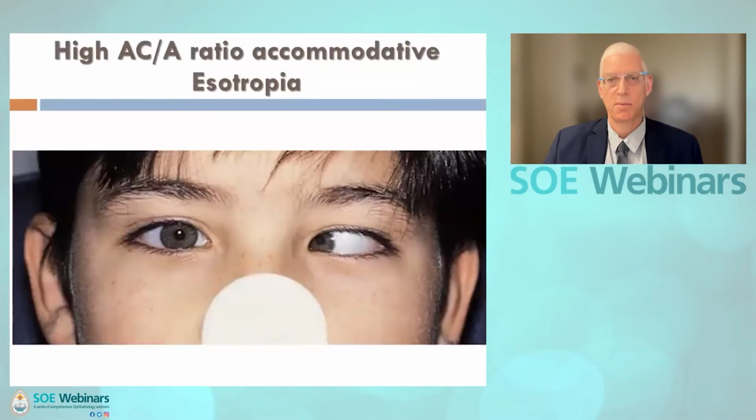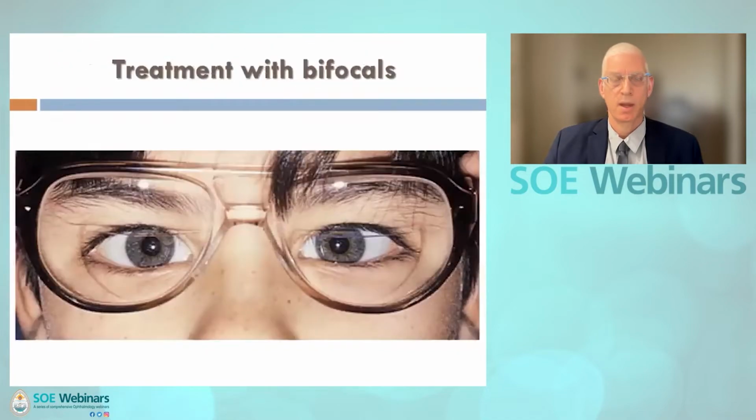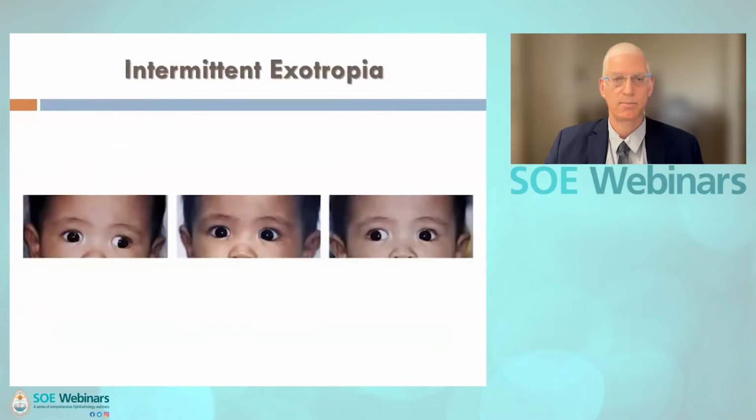A subclass of accommodative esotropia are children with a high accommodation to convergence ratio. They have more esotropia at near, as we can see in this case. Bifocals or progressive addition lenses will eliminate the esotropia at near. Again, the unaware parent will report that the child has intermittent strabismus when he takes off his glasses, especially when he looks up close. The classical example of intermittent strabismus is shown in this case.